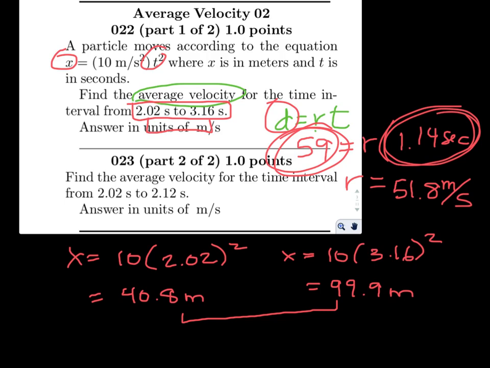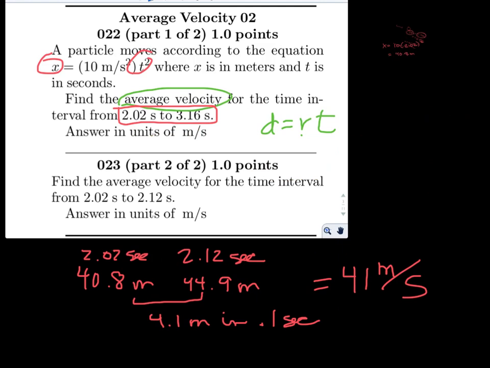Part 2 of 2, same thing. So you try to do that, and I'll put the answer up from the pretest. I hope you paused the video and tried to work it out yourself, but you should have gotten 41 meters per second. In 2.12 seconds, he's gone 44.9 meters. That makes our total distance traveled 4.1 meters in that 0.1 seconds. So you get 41 meters per second. Okay, so those two are constant speed.